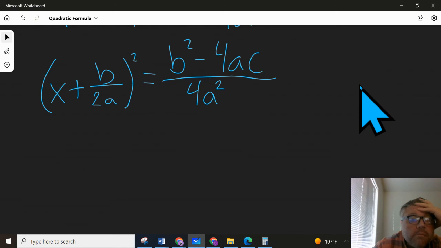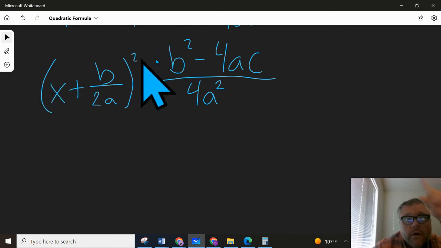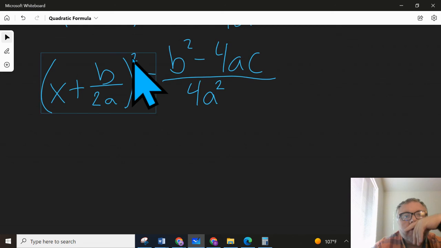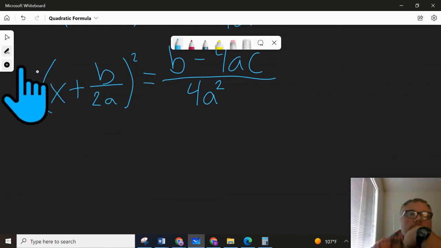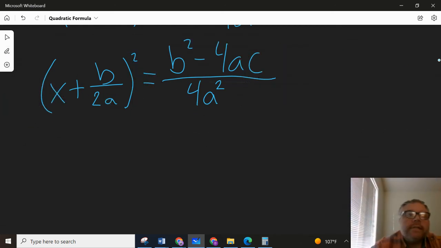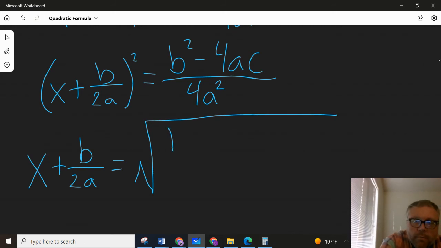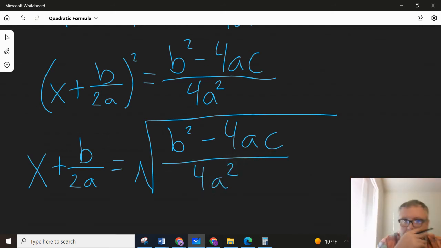You can split these up, which we'll do in a second after we do something about this 2 here. So I'm going to take the square root of both sides to get rid of this exponent, this 2 here on the left. So I'll take the square root of the left. That exponent will go away with the square root sign, the radical. And what I have on the right, I'll just go ahead and square root this whole thing here: b squared minus 4ac divided by 4a squared.